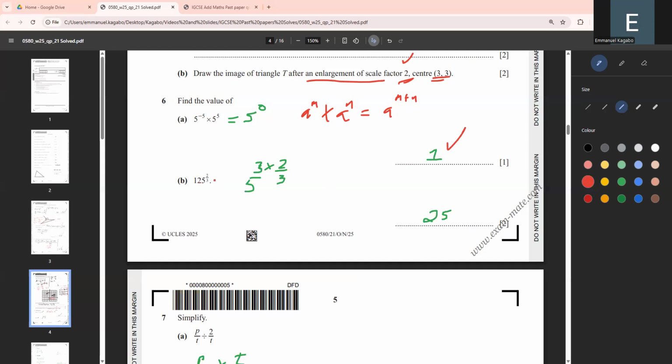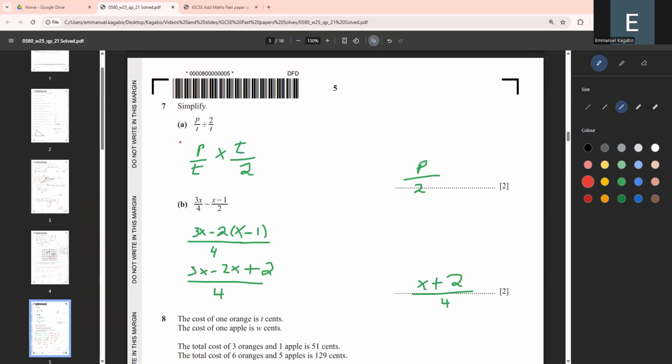So this is the question you have. Whenever the power is a fraction, I always advise students to express the number in powers. 125 is 5 to the power 3, times that. This will cancel with this one, and then I'll get 5 squared, and 5 squared gives me 25. Okay, simplify. What sign is this, guys? It's the divide. So when you're dividing, you can take this as multiplication, and then you flip the second part.